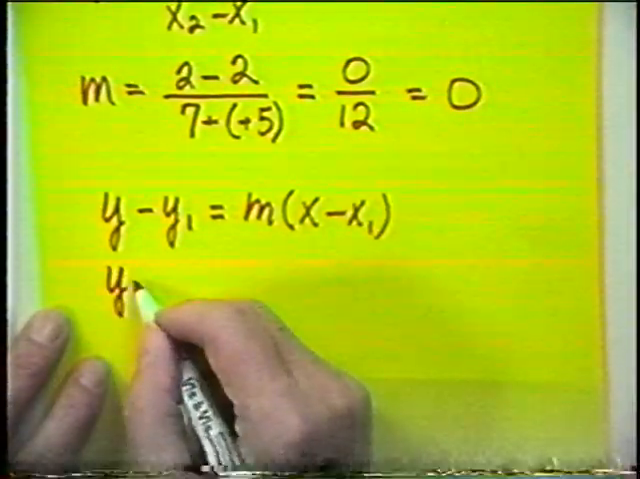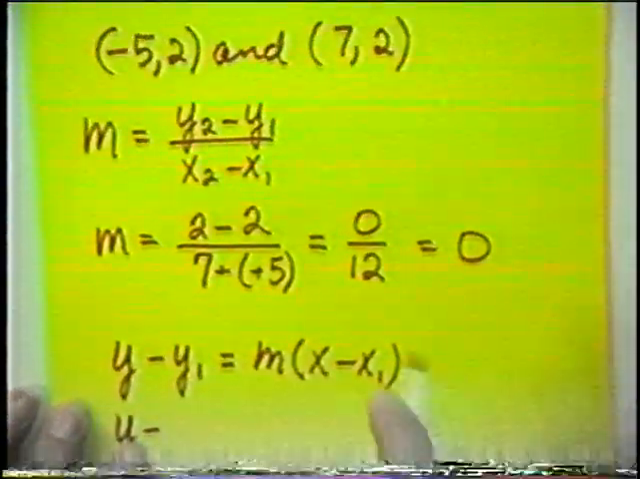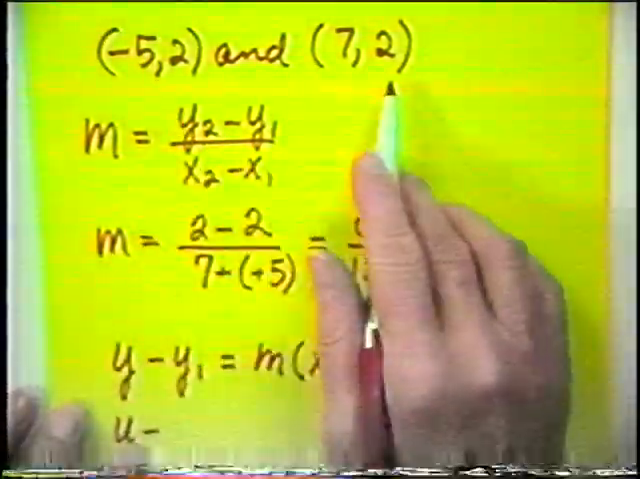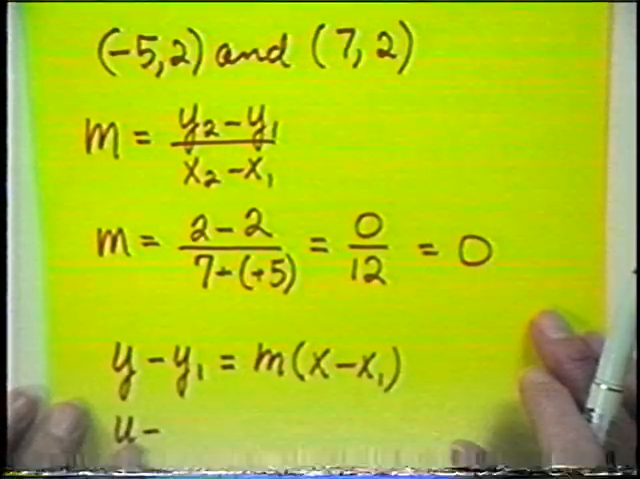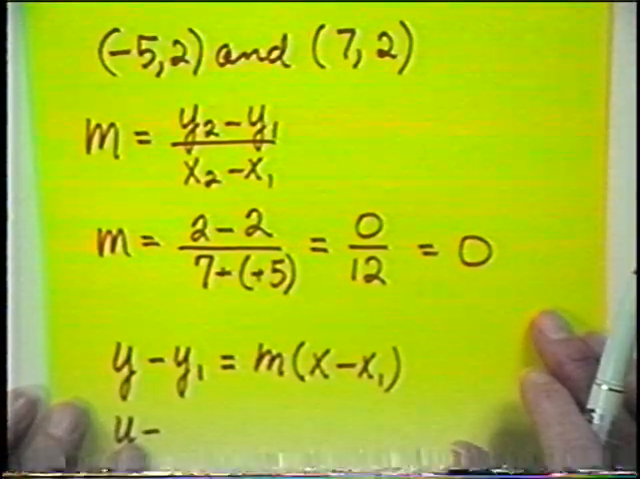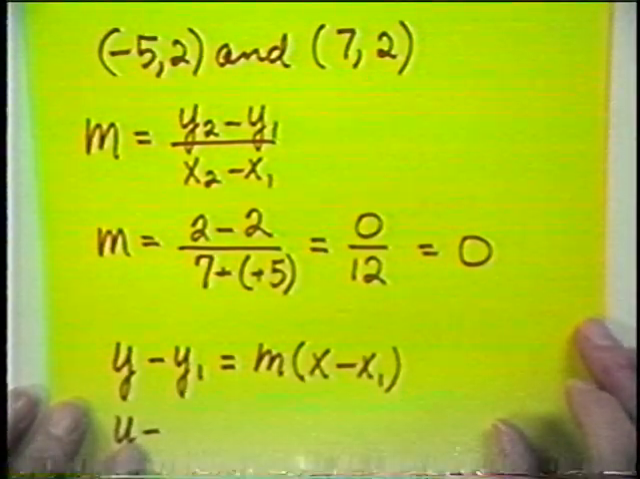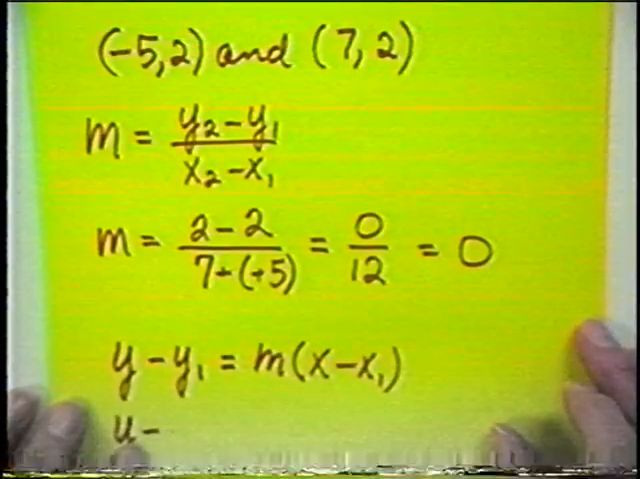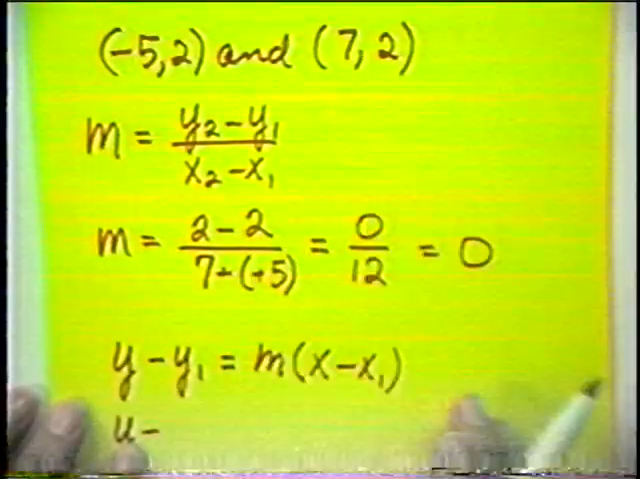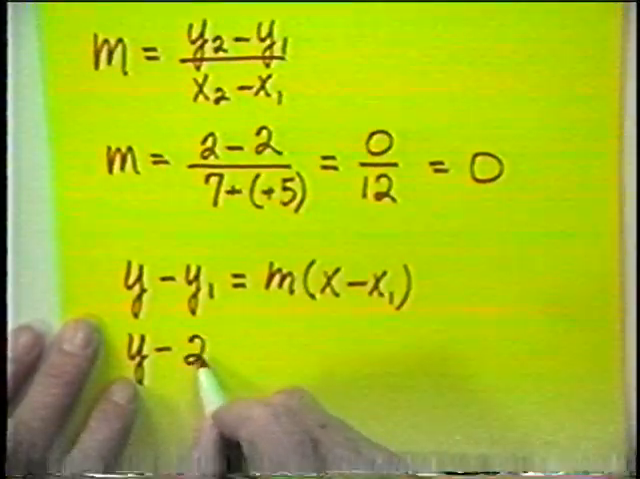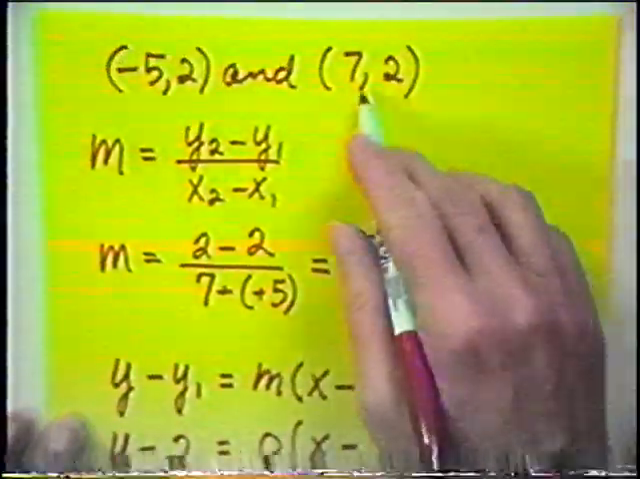We'd have y minus, and y sub 2 is actually your choice. Now you have to pick one of these 2 points and use the one that you choose. It doesn't matter which one you choose to use. You're going to get the same answer, but you have to pick one. The one without the negative is what I would pick, right? That's what I told you yesterday. If there's one that doesn't have a negative sign, that's the one I would use. So this would be y minus 2 equals 0 times x minus 7.